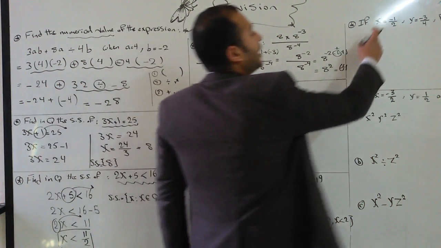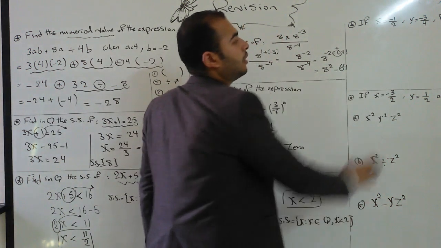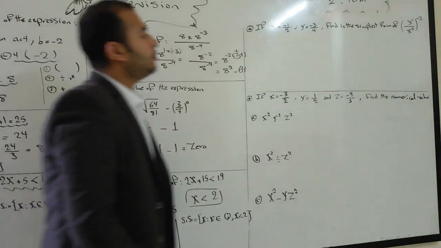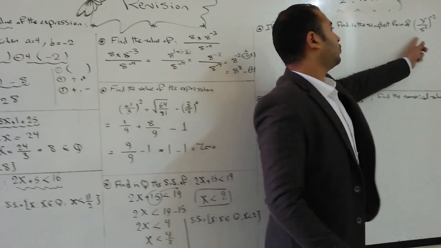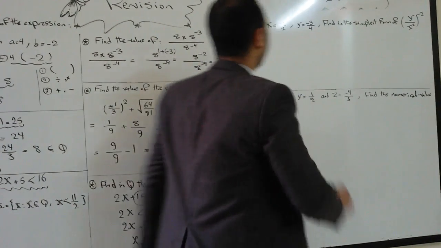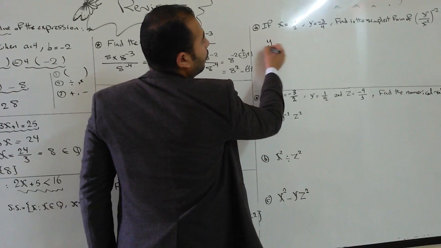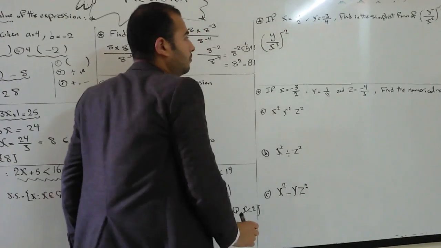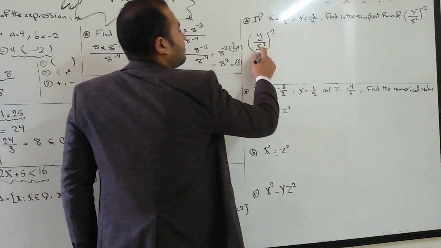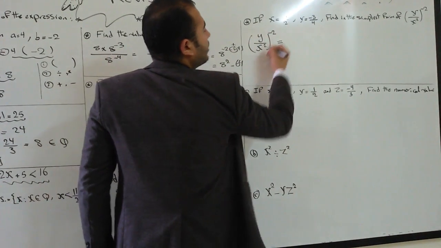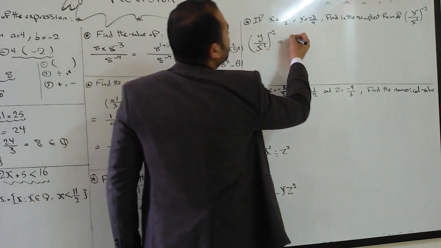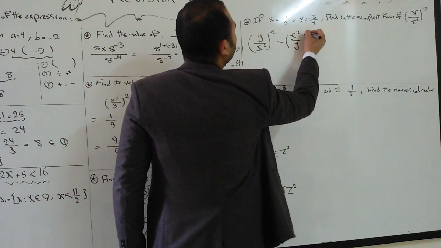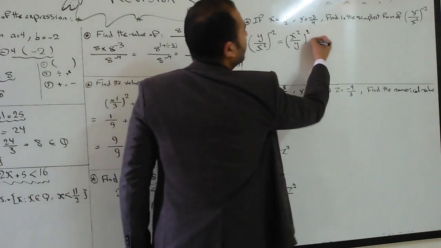Then if x equals negative 1 over 2 and y equals negative 3 over 4, find the simplest form of y over x squared, all to the power negative 2. First I have y over x squared, all to the power negative 2. Y over x squared all to the power negative 2 equals what? Equals x squared over y, all to the power 2.